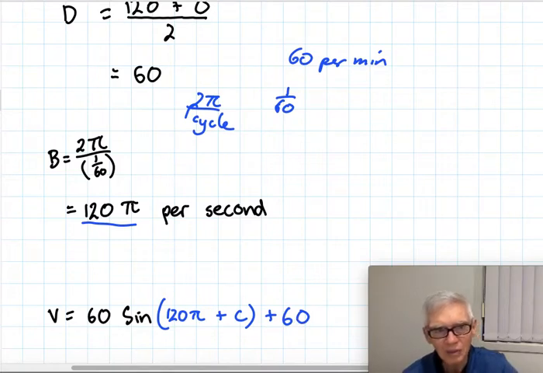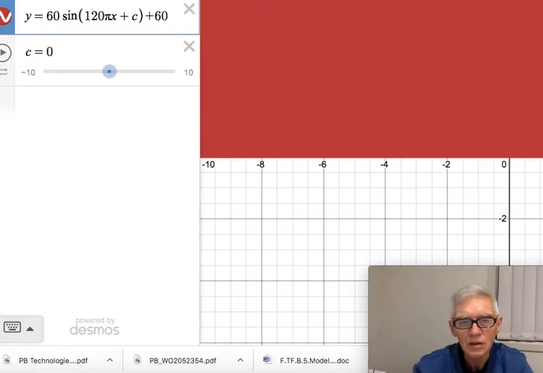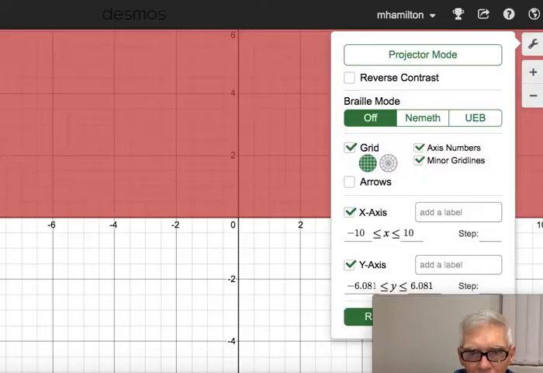So we'll pop over to Desmos and we'll have a look and see how that comes out. So now I'm in Desmos. I put my formula in and I put it at C, and look at that. When C is 0, a big red mass. So I'm going to go to the tools and change our x-axis. And we're also going to have to change our y-axis.